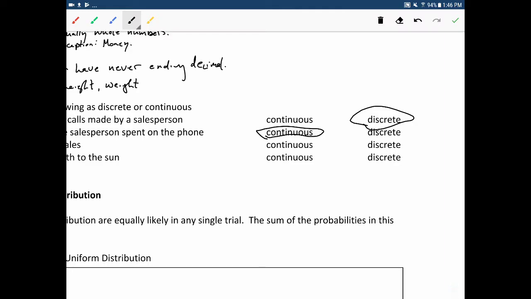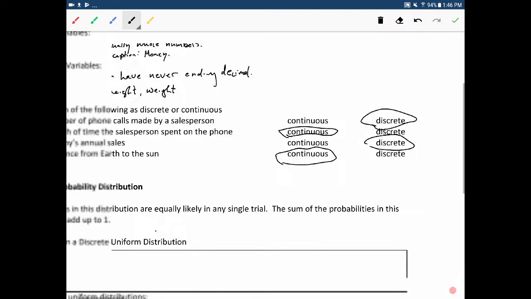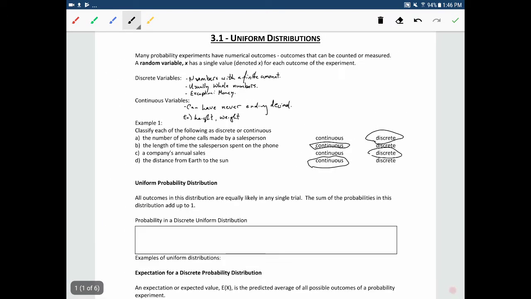A company's annual sales, well, we already talked about how money is discrete because you can only deal in cents. And the distance from the Earth to the Sun is going to be continuous because it's how accurately do you want to measure it.